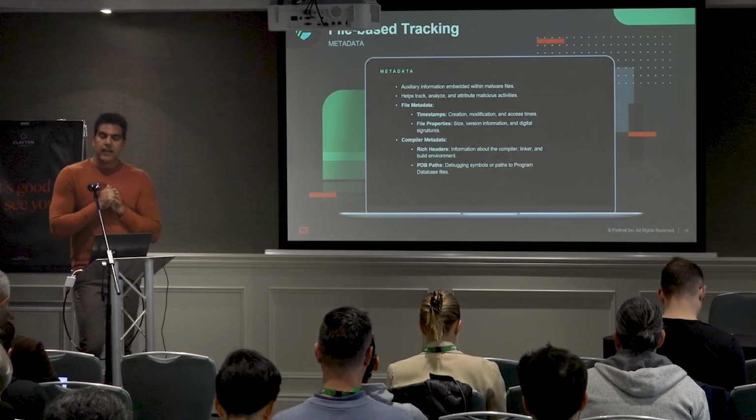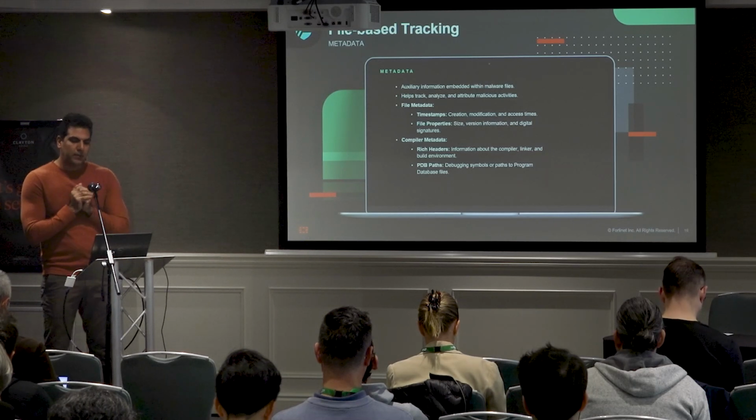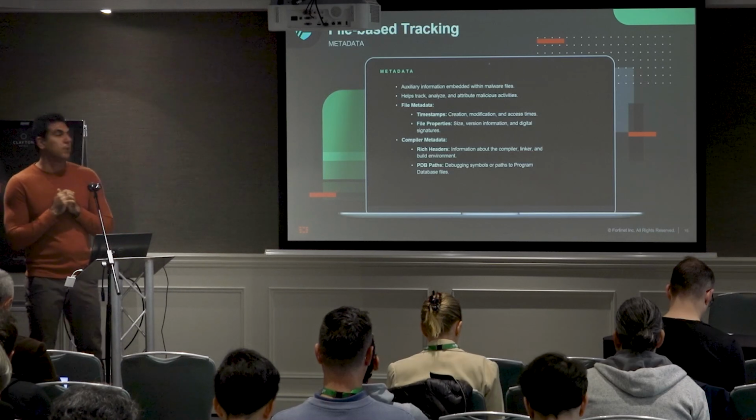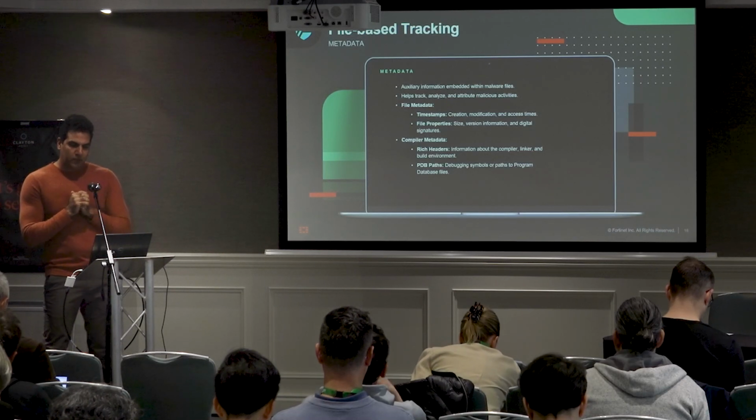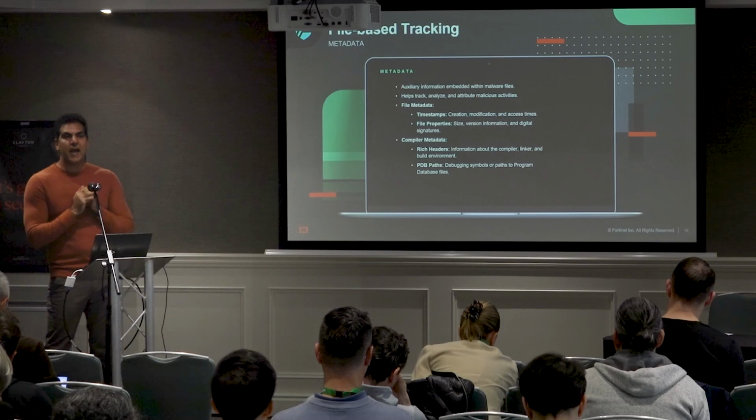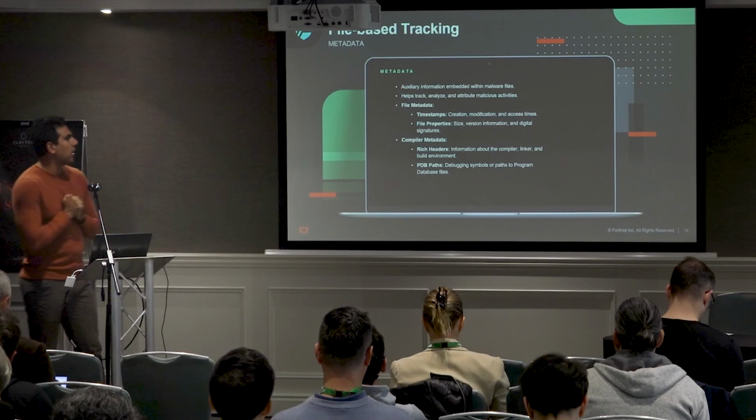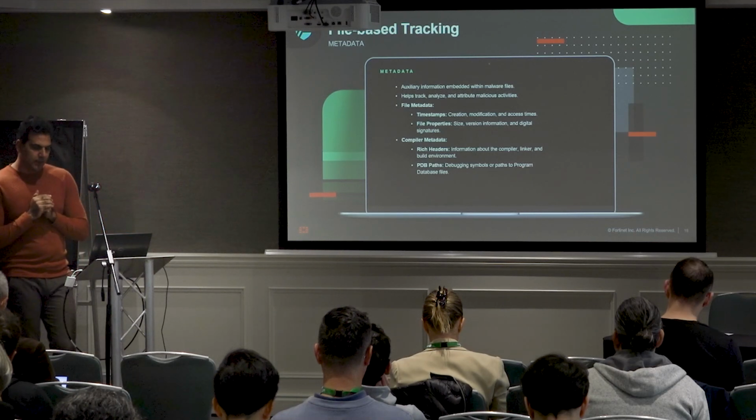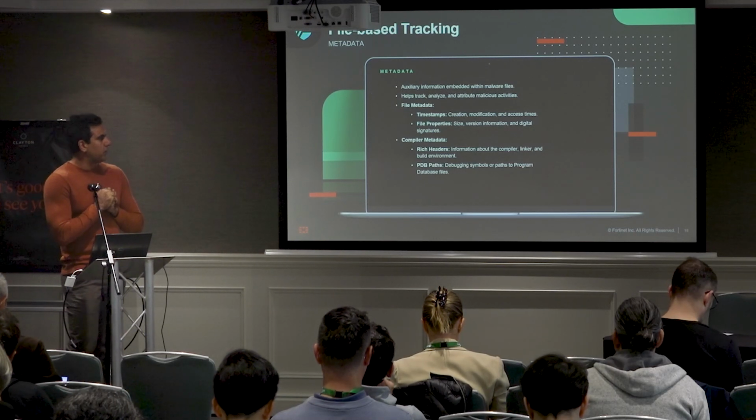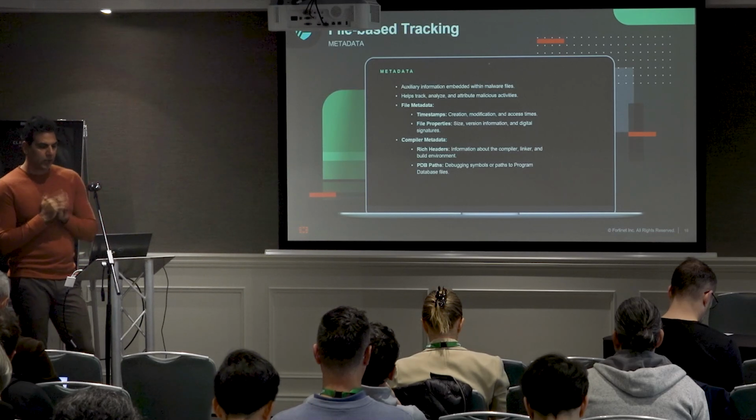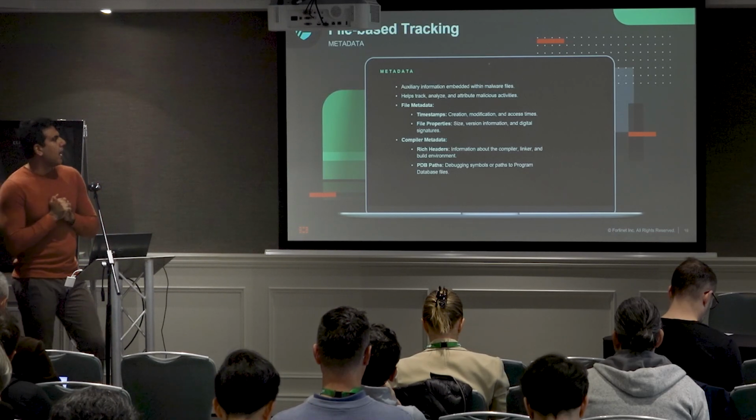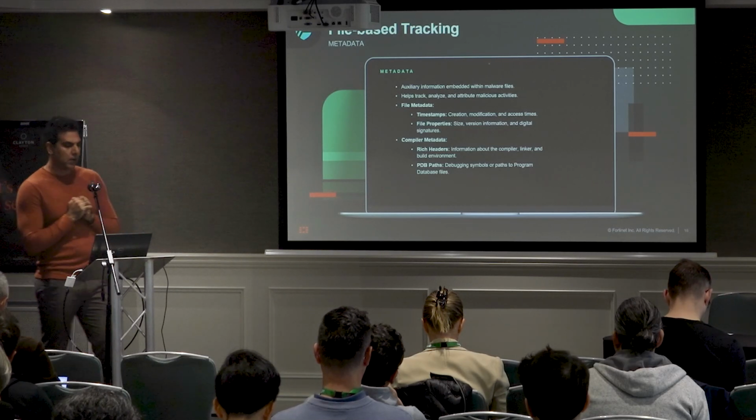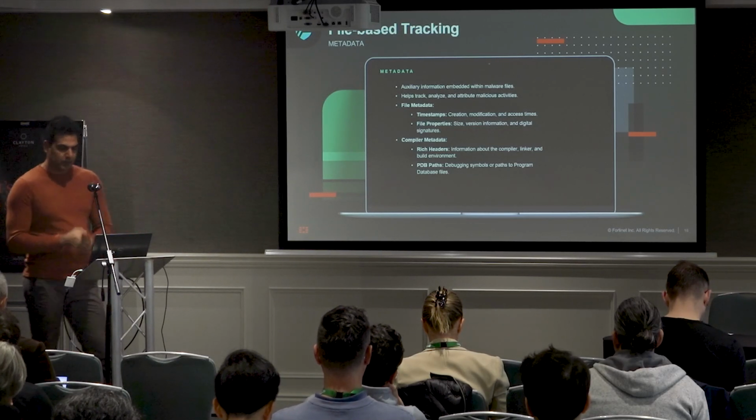The last pivoting technique that can be used to track APTs in the file-based category is metadata. Metadata is information embedded within malware files that can help track and attribute malware samples. Metadata is categorized into two categories: file metadata and compiler metadata. File metadata refers to information related to timestamps and file properties, while compiler metadata includes information about the compiler, such as rich headers and PDB paths.